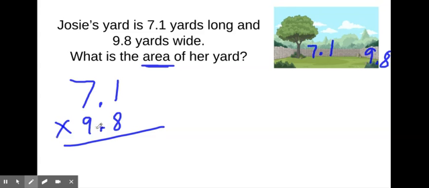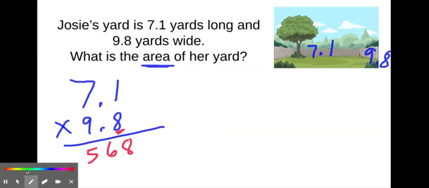So I'm going to ignore the decimal points and just solve this problem the same way I would solve any other multiplication problem. I'll start with my ones place. 8 times 1 gives me 8. 8 times 7 gives me 56. I'll move on to my next place. Oh, I'm sorry, I called that my ones place. That's my 10th place.